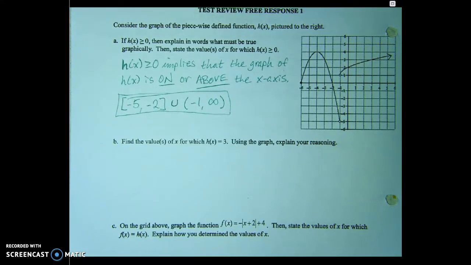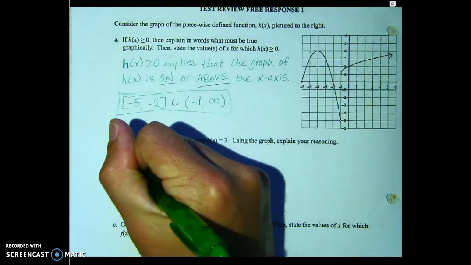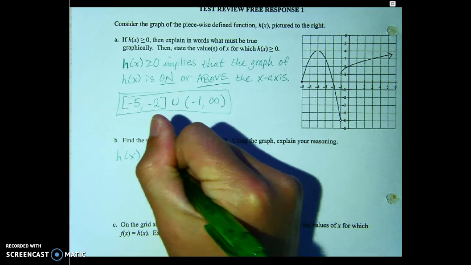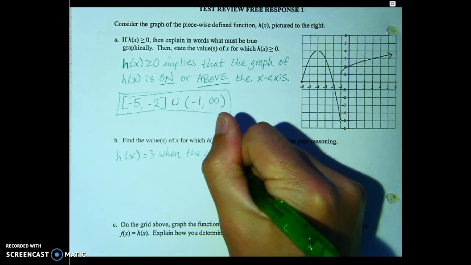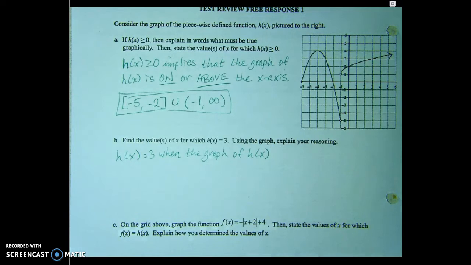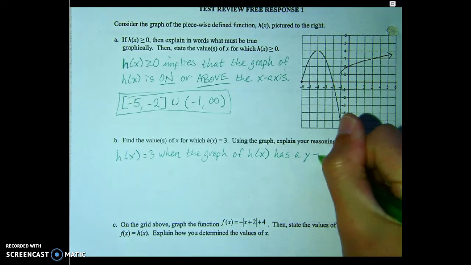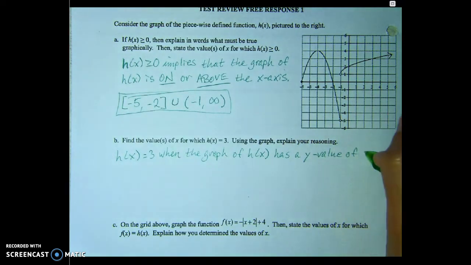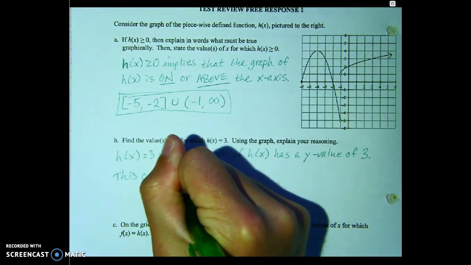Next, we need to find the values of x for which h of x is equal to 3. Right, so our reasoning there, we know that h of x is equal to 3 when the graph has an output or a y value of 3. So I'm going to explain that in writing. h of x equals 3 when the graph of h of x has a y value of 3. And this occurs in a number of places.